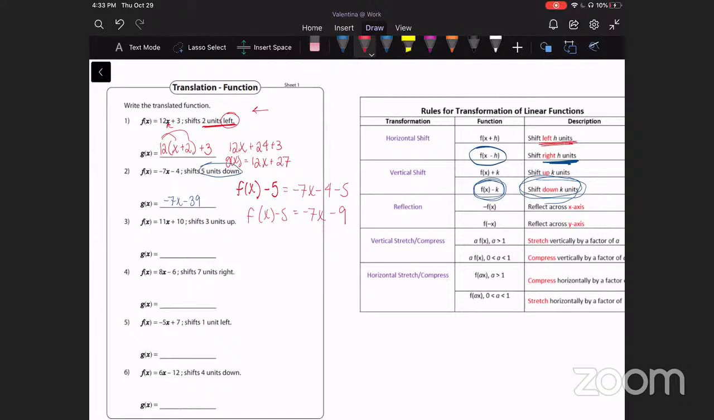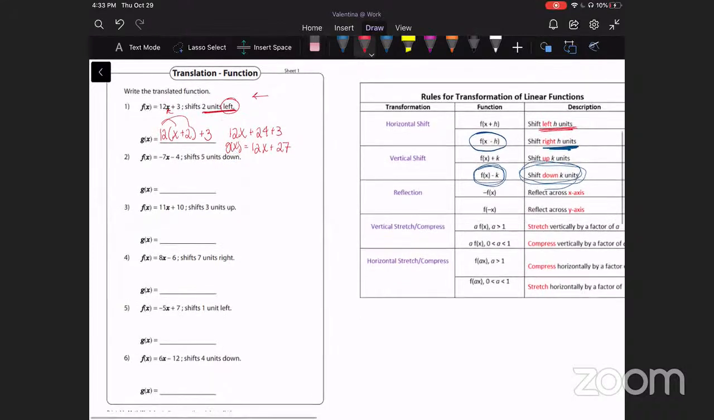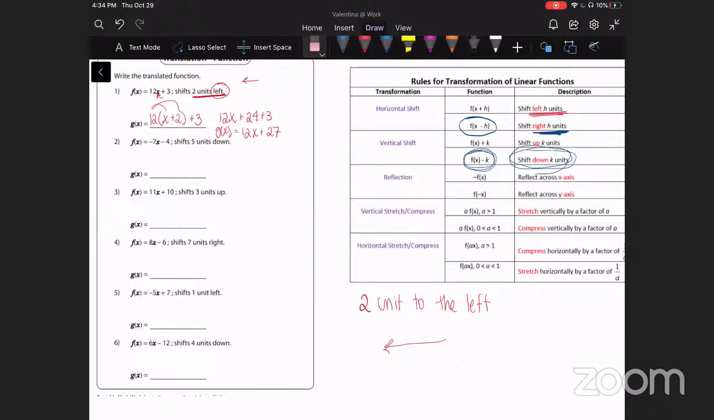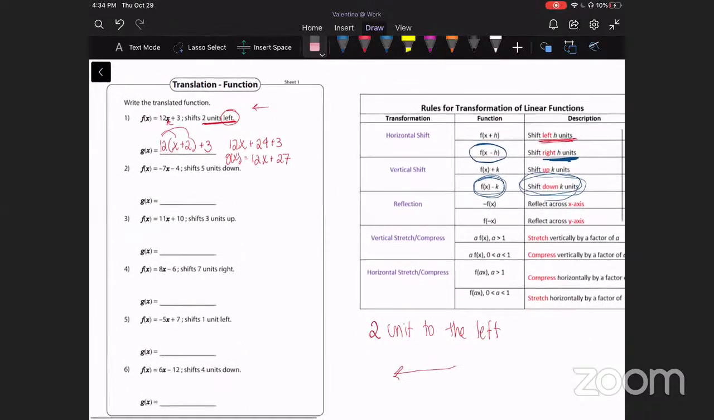Do you see the difference between what that one would do to our function versus what this will do to our function? I really don't see the difference. Okay, so let's look at it on the side here. In the one that we did earlier, we wanted to move 2 units to the left. So we wanted to move horizontally, parallel to our x-axis, so we're going to change our x value.